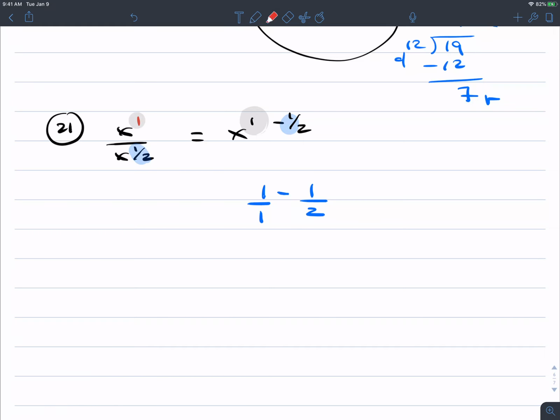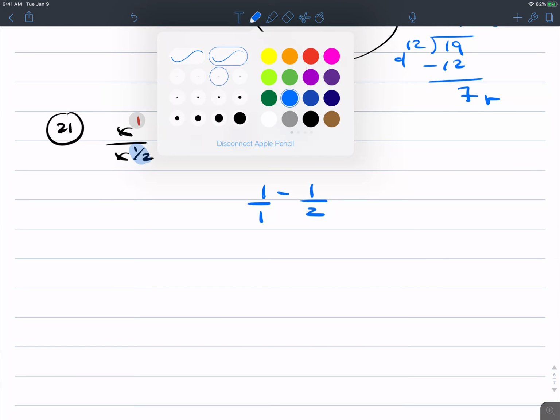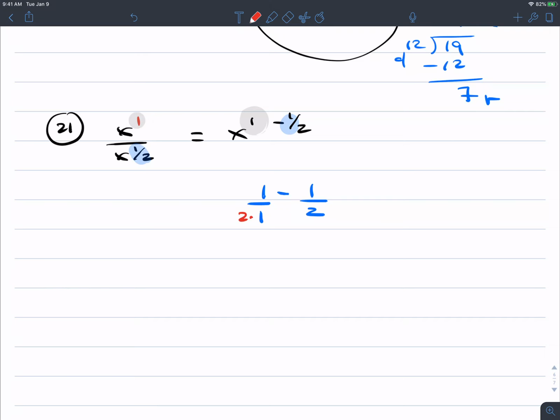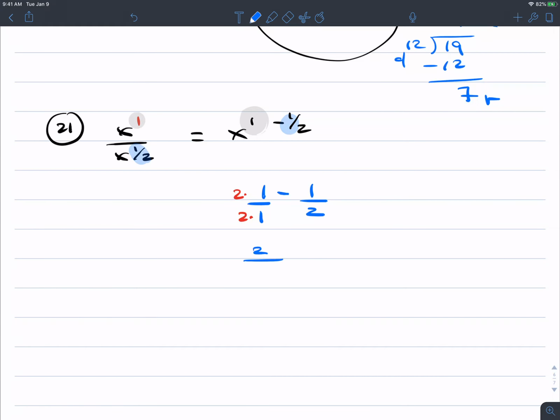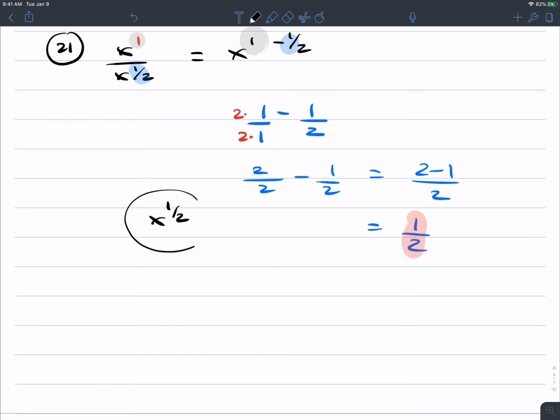Well, the LCM of 1 and 2 for the denominators is going to be 2, so I'm going to have to multiply the bottom by 2, the top by 2. You get 2 over 2. Yep. And that gives you a nice 1 half here. This is my new power. It's 1 half. So this means I have x to the 1 half power, and written as a positive power, you're done, positive exponent. But as a radical, square root of x.